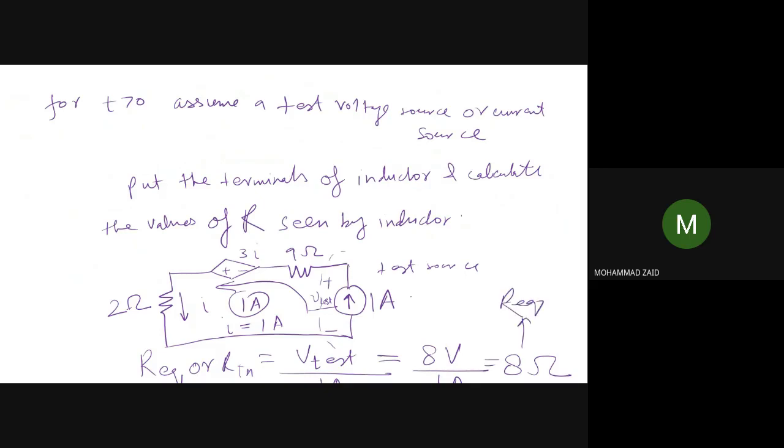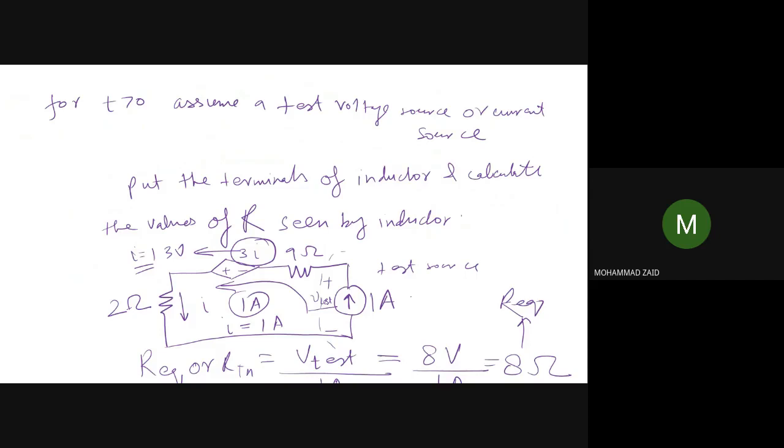You can put KVL here, and since it is a series circuit, this dependent current I will become equal to 1 ampere, and this voltage source which is dependent on this current will become 3 volt. So this will finally become 3 volt for I equal to 1. This is the value of this. This way the R equivalent is found out.